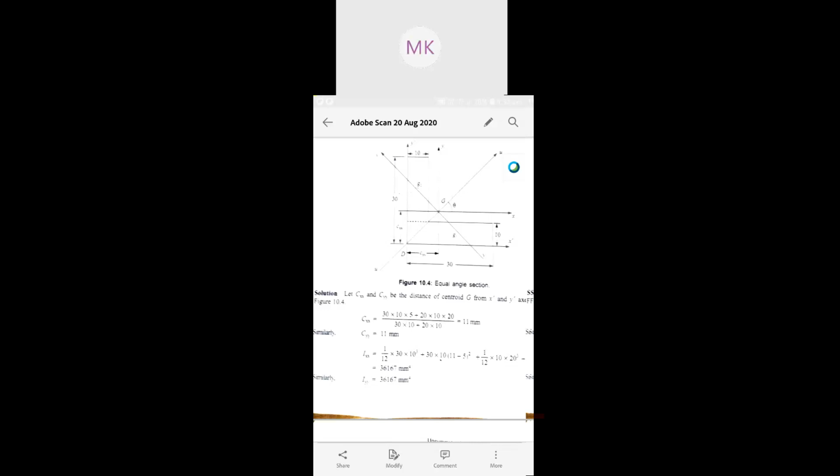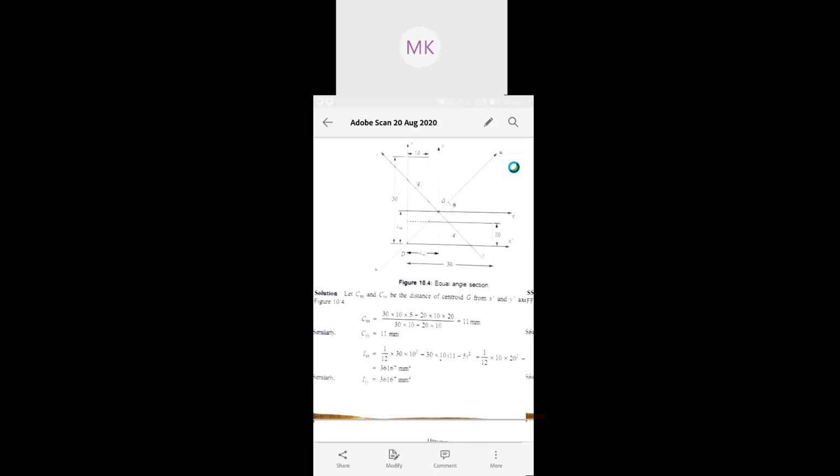Are they listening, or are they just joining and keeping their mobile out? They're listening. Okay, I think all of you got it, how we need to find out A1 and A2.